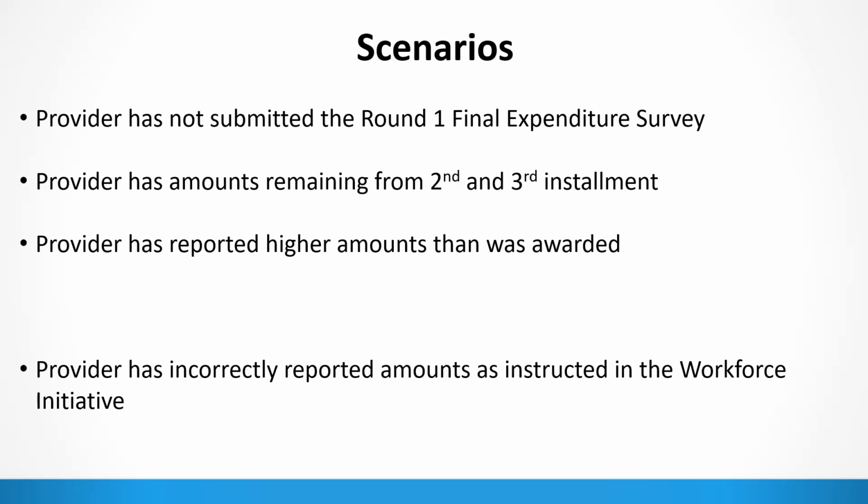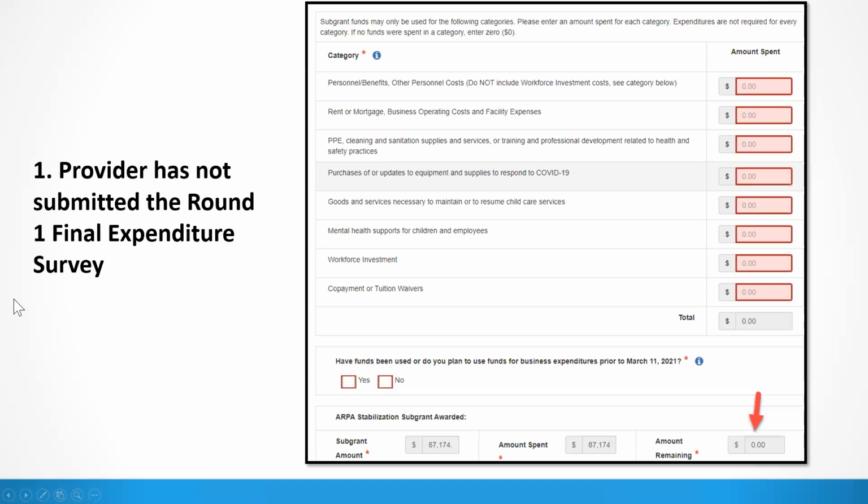Also, you may have submitted, but it still shows that you have not spent all the funds, or you may have submitted and it shows that you have spent it, but you just notice that you reported the amounts incorrectly in the different categories. So at this time, you can balance out those amounts by moving funds between categories. So let's start with the first one. You haven't submitted this survey.